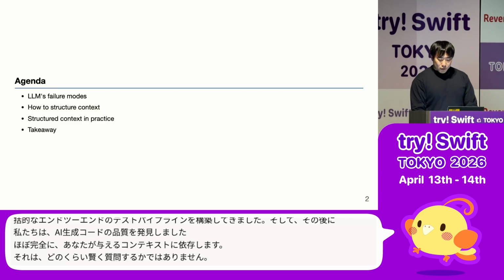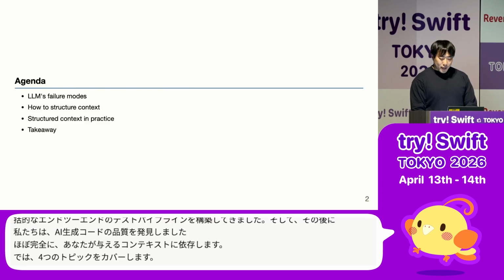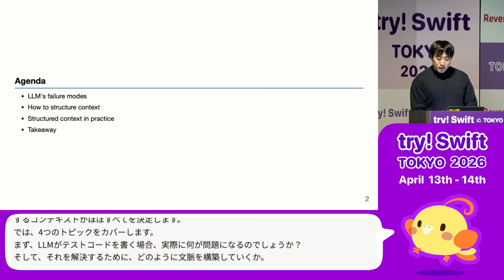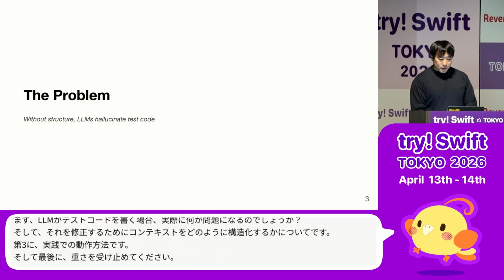So we will cover 4 topics. First, what actually goes wrong when LLMs write test code, and then how to structure context to fix that. Third, how it works in practice, and finally, takeaways. So let's start with the problem.